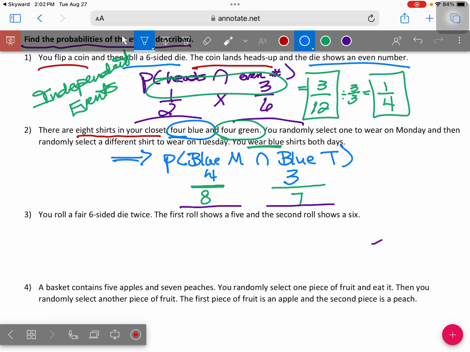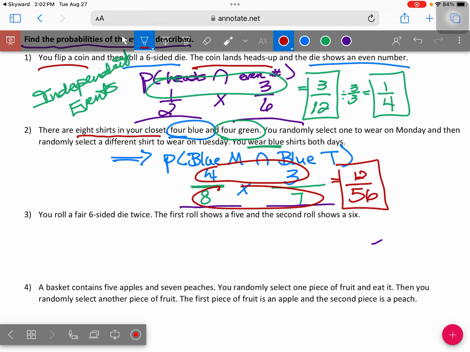Yes. Very good. Multiply these together. Top times top is 12. Bottom times bottom is 56. I would take this as a full credit answer, and if you simplified it by a form of 1, that would be 3/14. I would be ecstatic. Yes, 12 divided by 56.